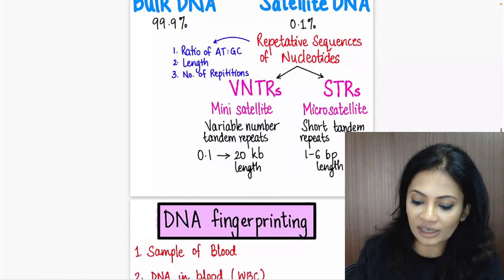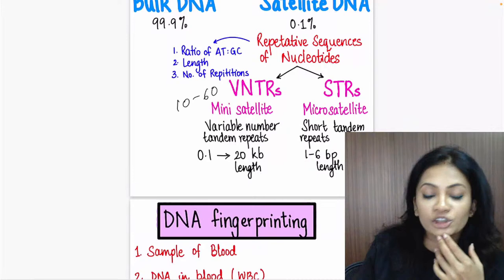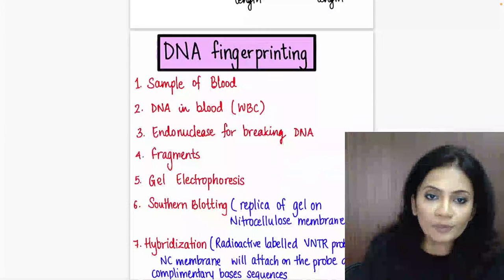They can be variable number tandem repeats. How many? 10 to 60. Short tandem repeats, 1 to 10. Correct? How do you perform the process of DNA fingerprinting?